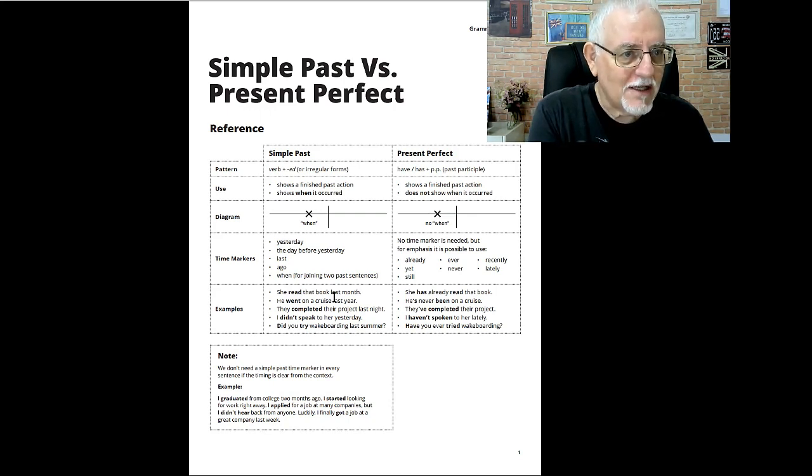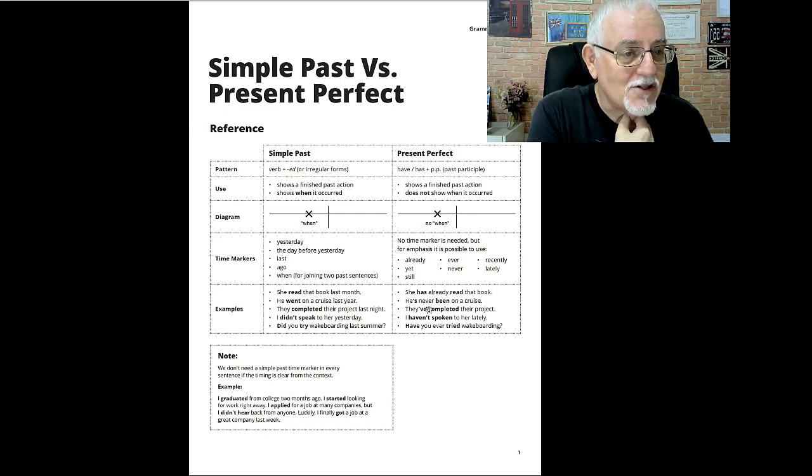However, if we don't know exactly when she's read it, either she didn't tell me or she didn't consider it important that I know when she read it, I can say she has already read that book. Okay, no time marker given and no time marker needed. It's sufficient that we know she's already read the book.